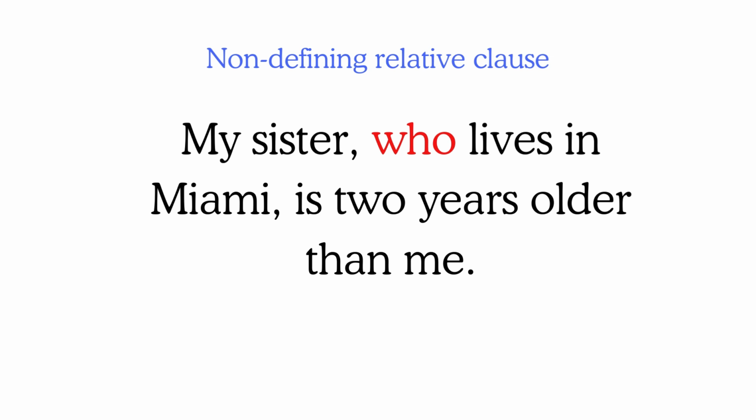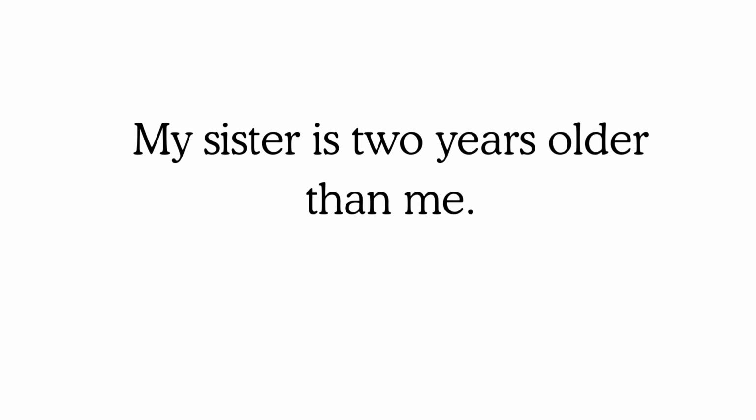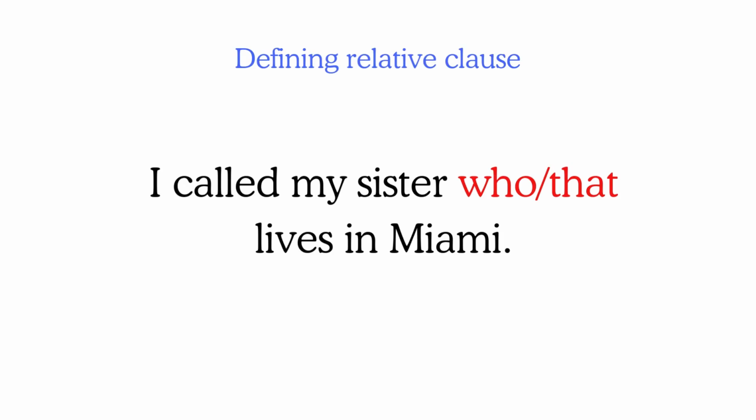Let's take a look at these examples more closely. My sister, who lives in Miami, is 2 years older than me. What if we took out the relative clause, who lives in Miami? Does the sentence still make sense? My sister is 2 years older than me. Yes, it makes perfect sense because the information about where she lives is not important.